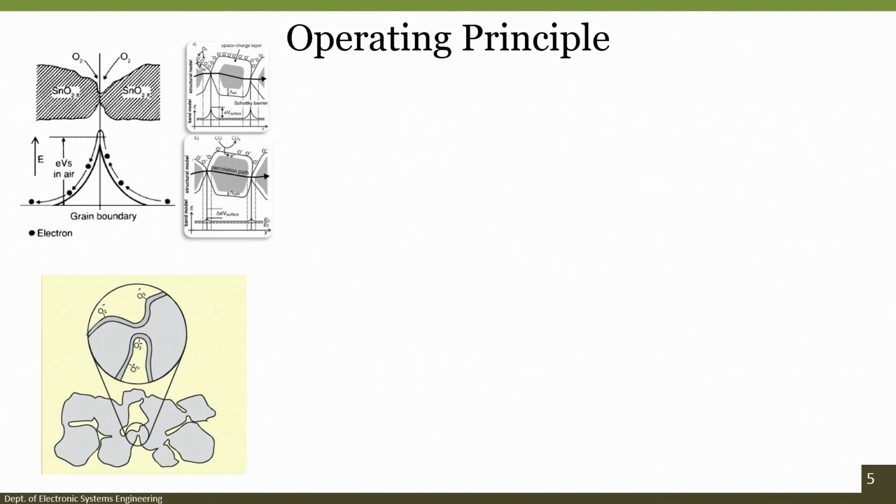Same way, if you are talking about the operating principle, like I discussed, it consists of a few grains and there is a depletion layer, which is a space charge layer created in the presence of oxygen, and on introducing an oxidizing gas or a reducing gas, this depletion layer width will change.